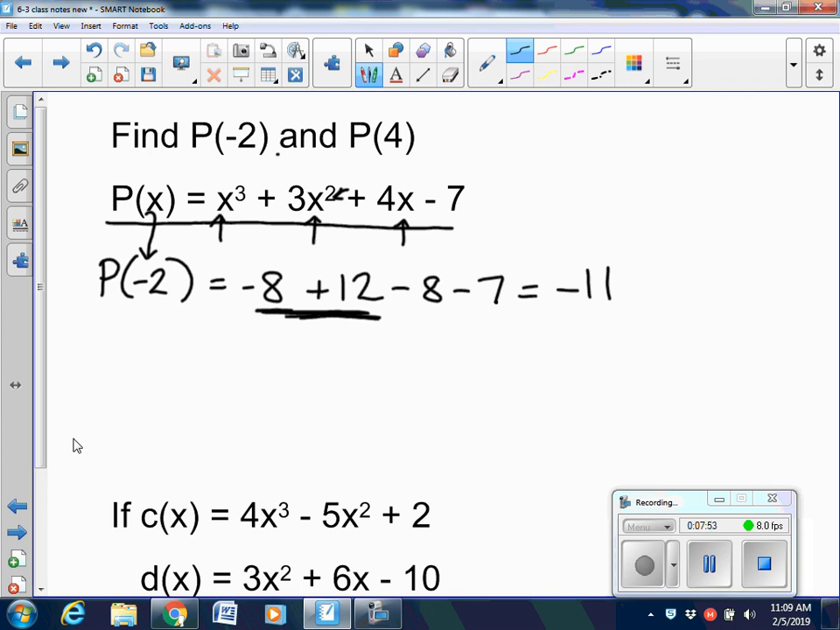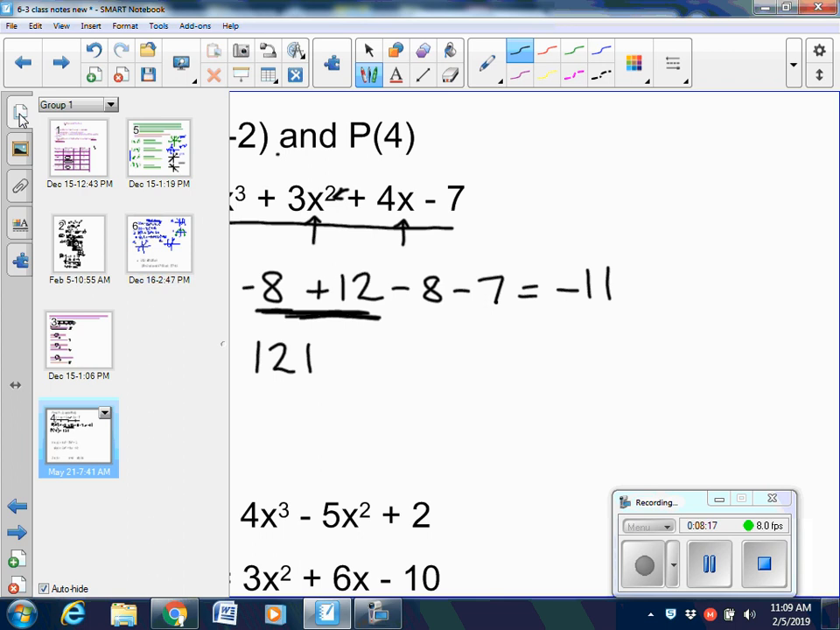And then I did another one. I did P of 4, which means replacing all the x's with a 4. And when you replace all the x's with a 4, I think you're going to get 121. We didn't even do the bottom problems because they understood how to substitute the number in for the variable.